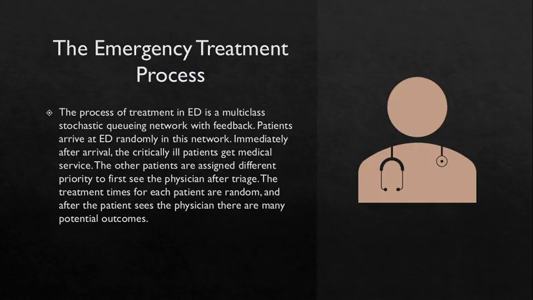So the emergency department process, the treatment process in emergency department, constitutes a multi-class stochastic queuing network with feedback. In this network, patients arrive at the emergency department randomly. The critically ill patients get to see the physician for the first time after triage. The treatment time for each patient is random, and there are several possible outcomes after a patient sees the physician, including maybe revisiting the physician after examination, or maybe going to testing and going to the emergency observation room, or just simply leaving the emergency department.